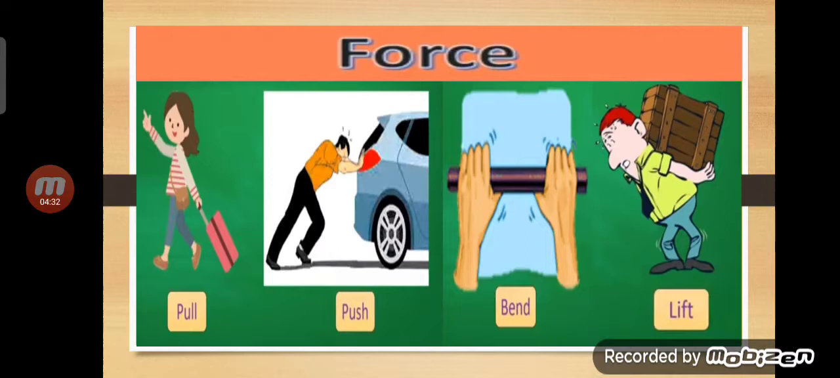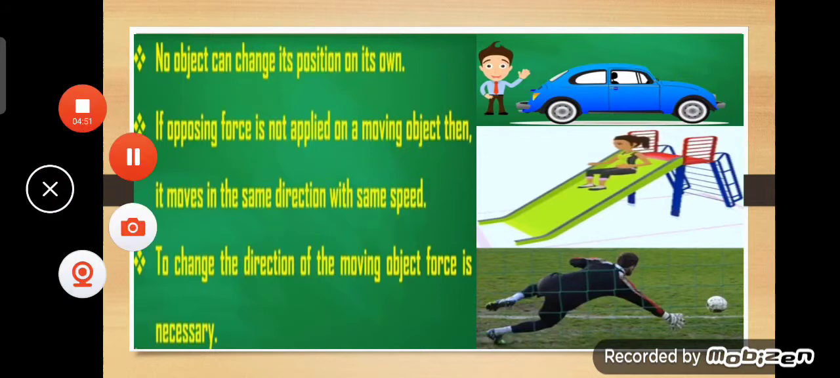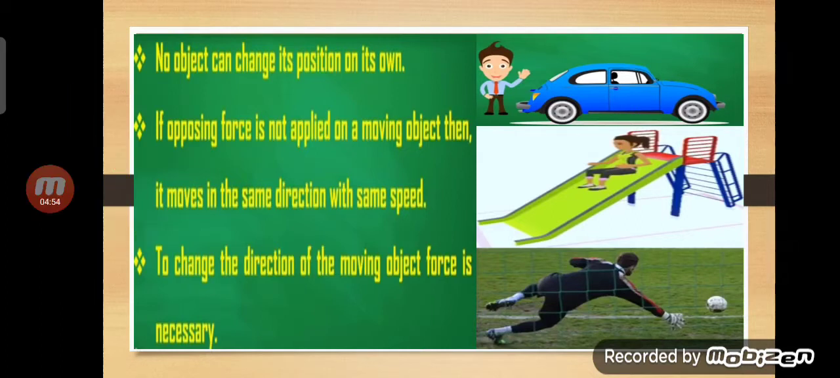Now, I am going to tell you some points, children, that you will have to keep in your mind. First one, no object can change its position on its own. For example, children, suppose a man is standing behind a stationary car. Will the car move due to his presence? The answer is no. To move the car, we need to apply some force.